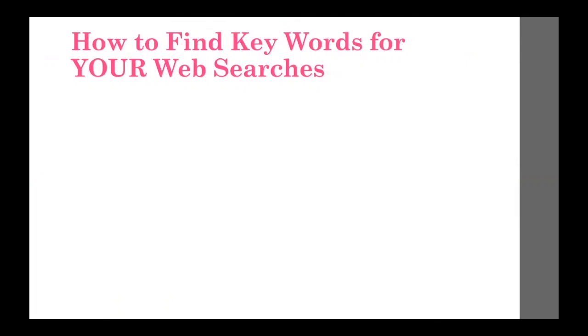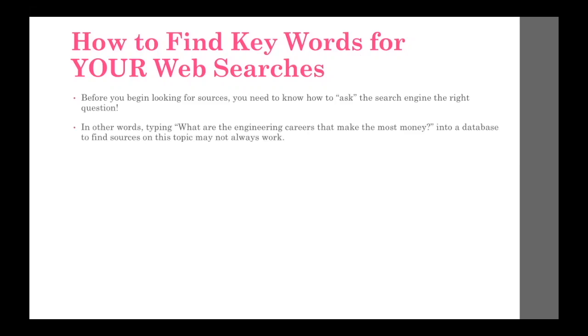Now let's think more about how to find keywords for your web searches. As you saw, you'll need to know how to ask the search engine the right question. Again, typing "what are the engineering careers that make the most money" into a database to find sources on this topic may not always work. Instead, you might type "engineering careers and high salary."